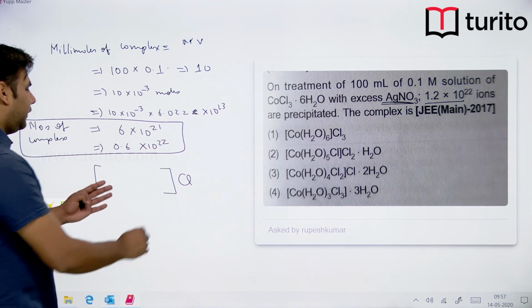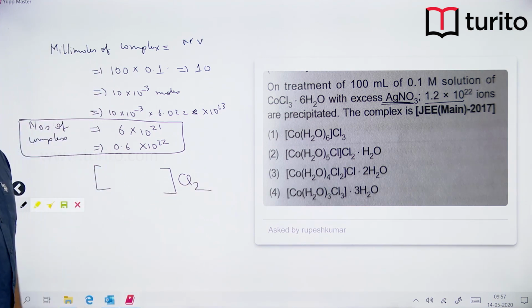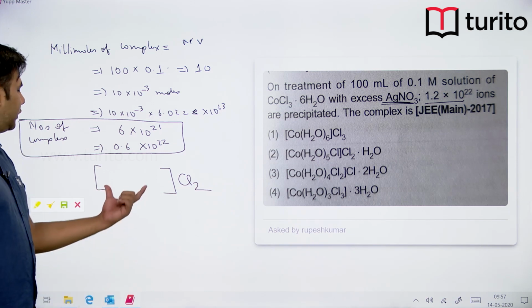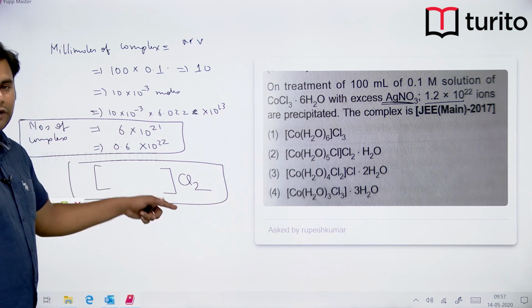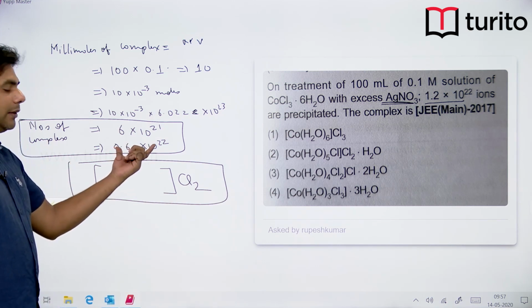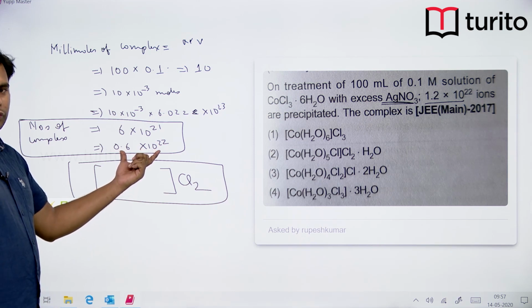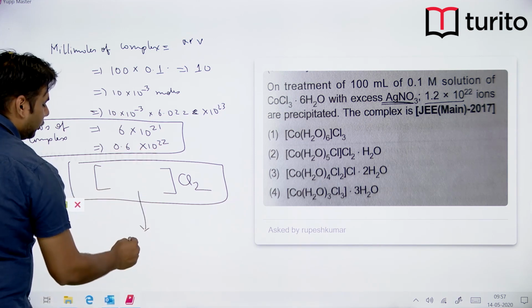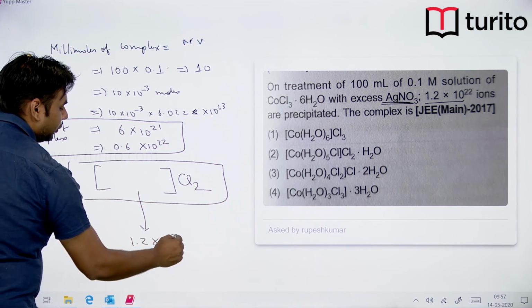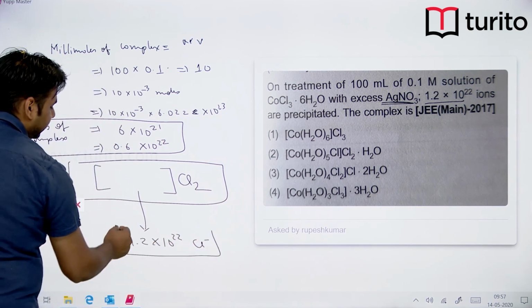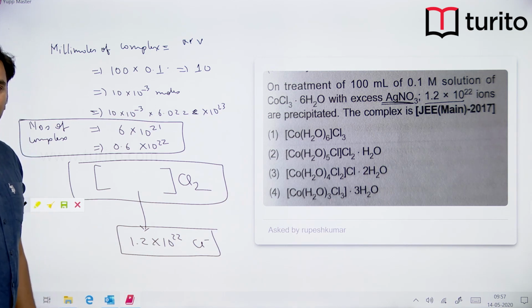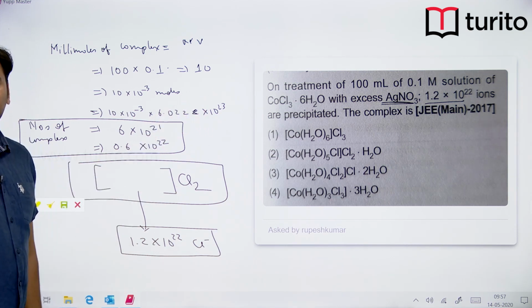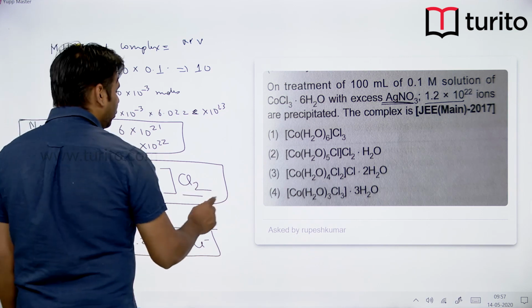Now if 2 Cl are present outside the coordination sphere, in the ionization sphere, then 1 mole of this complex gives 2 moles of Cl⁻ ion. So these many complexes would give 1.2 × 10^22 Cl⁻ ions. They get precipitated as AgCl, so the moles of AgCl would be 1.2 × 10^22. This matches the data, so we can say there are only 2 Cl outside.